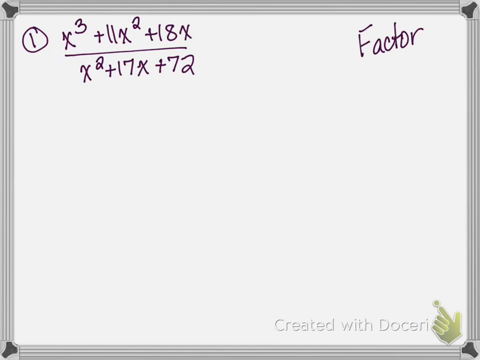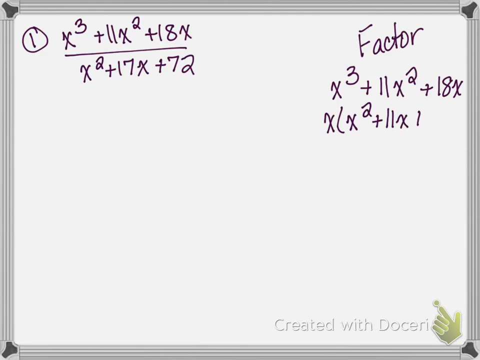So our numerator has got a couple different steps. So I am going to write the numerator off to the side. I've got x to the third plus x squared plus 18x. And x is going to come out of all of those. So I am left with x squared plus 11x plus 18. Now don't forget about that x, because that will come back and we'll use that later.